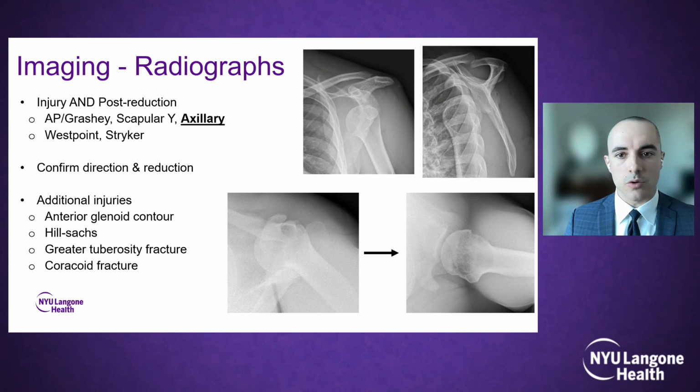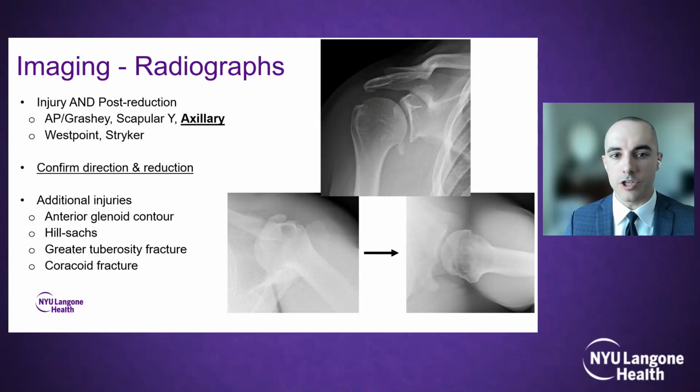So when imaging these patients, we start with a good set of radiographs in multiple different planes. It's required to assess the injury. Standard views, including AP, Grashey, scapular Y, and especially an axillary view, are important. The axillary view can help to both confirm the direction of the dislocation at the time of injury, as well as confirm concentric reduction. It's not uncommon that persistent dislocation is missed, especially on a Grashey view, and this is even more common in posterior instability. And the additional views can help to evaluate any additional bony injury.